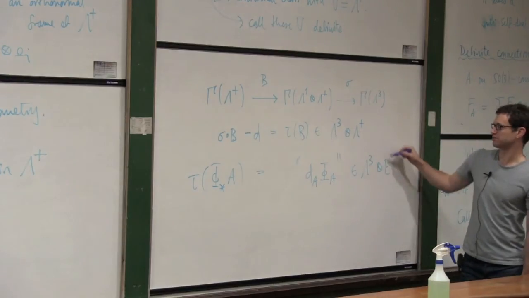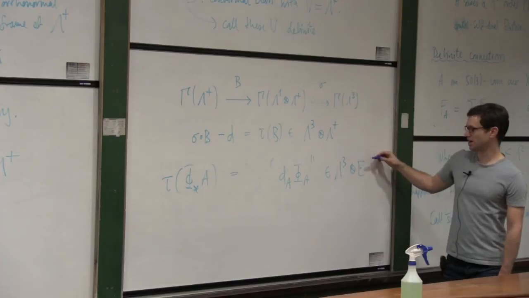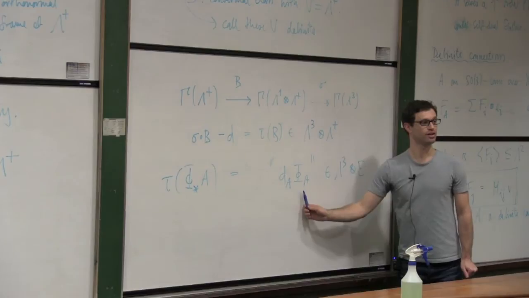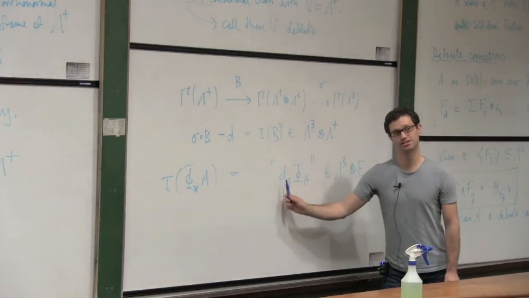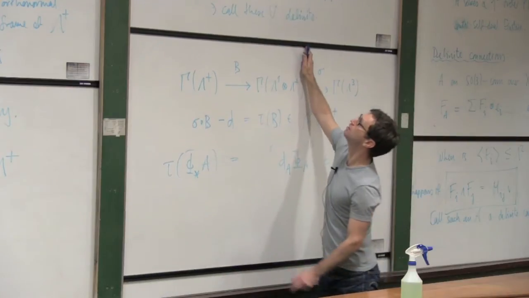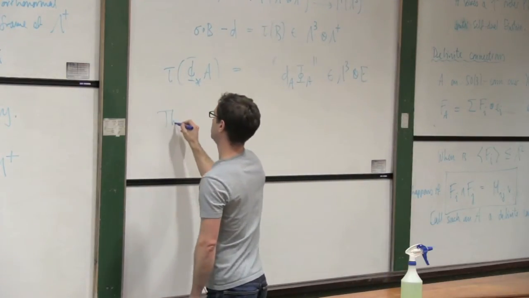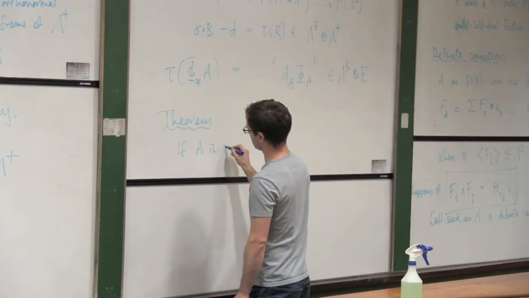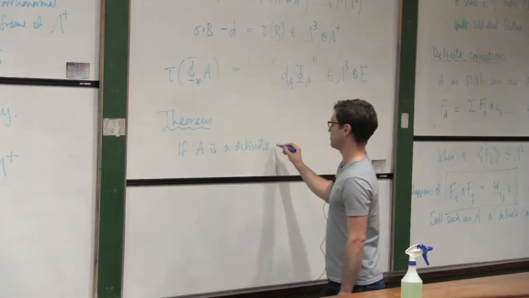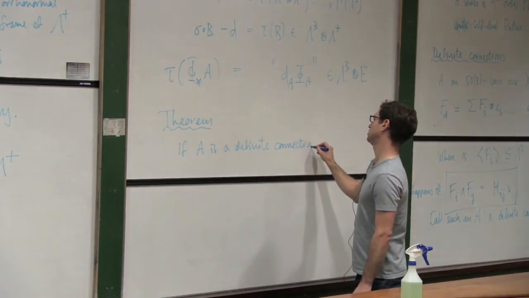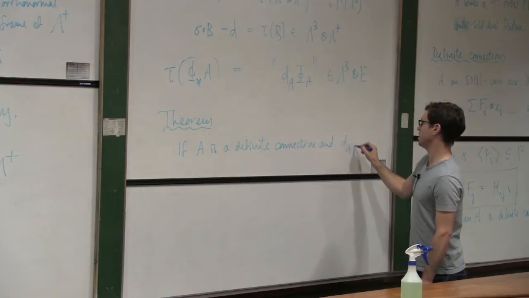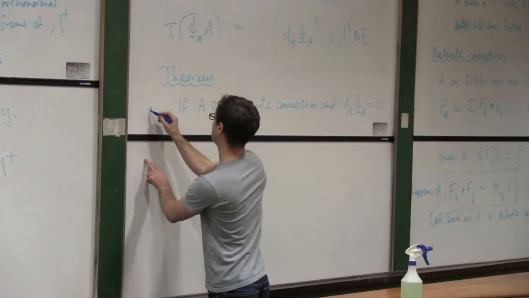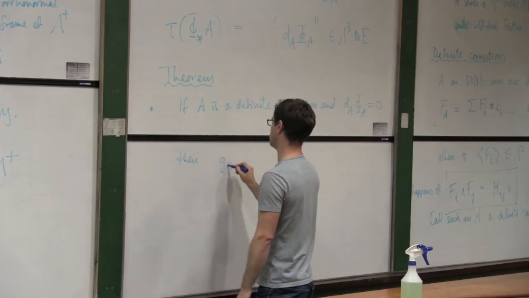But E is isomorphic to lambda plus. These are the same space. So if I identify E with lambda plus, the torsion is just this. So when this vanishes, A is the Levi-Civita connection. So if A is a definite connection, and d_A phi_A equals naught, then g_A is Einstein.